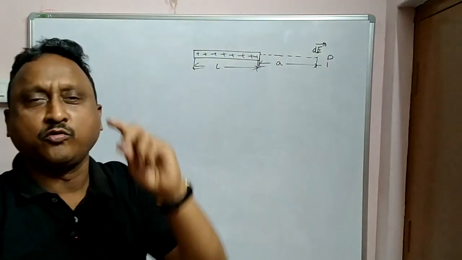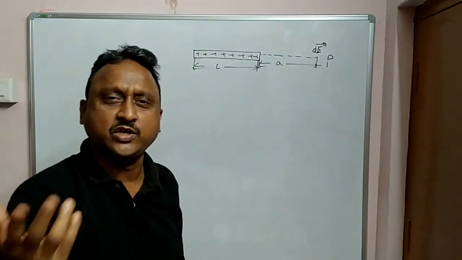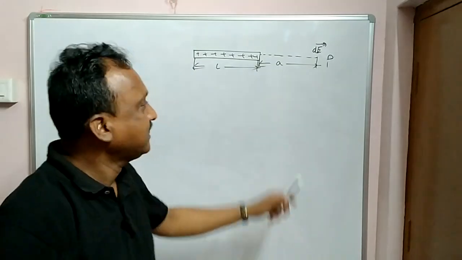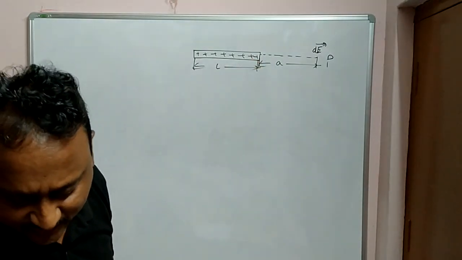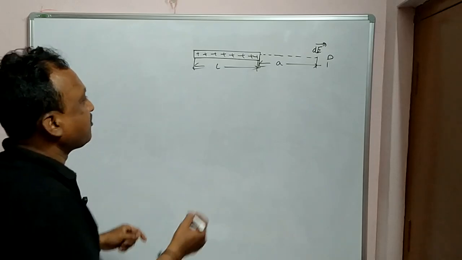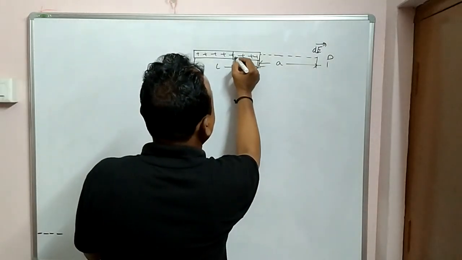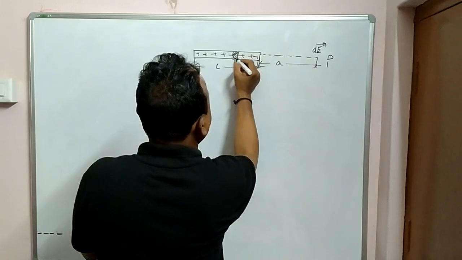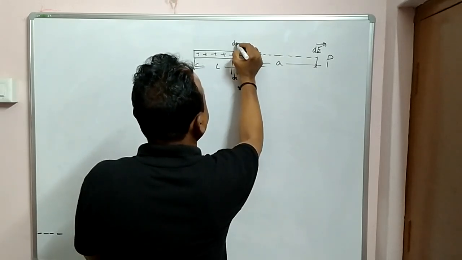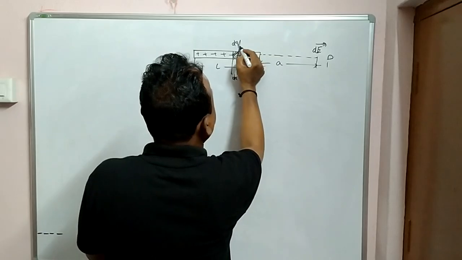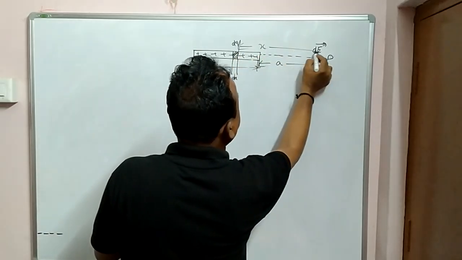Because you can't apply Coulomb's law now. F is equal to K Q1 Q, because it is only for point charges. So here the charge is distributed. In such a case, how should we find the electric field intensity? You have to take a small elemental length. I told you in gravitation. Take a small elemental length dx of charge dq, which is at a distance x from P.